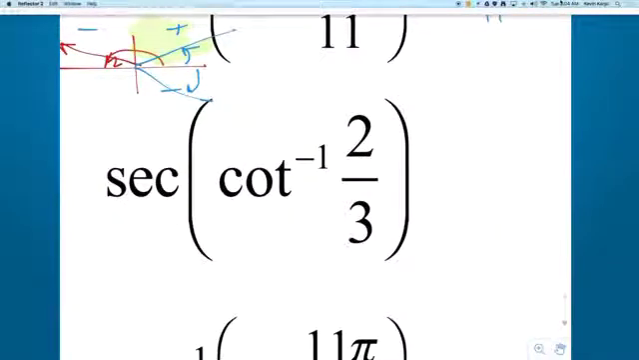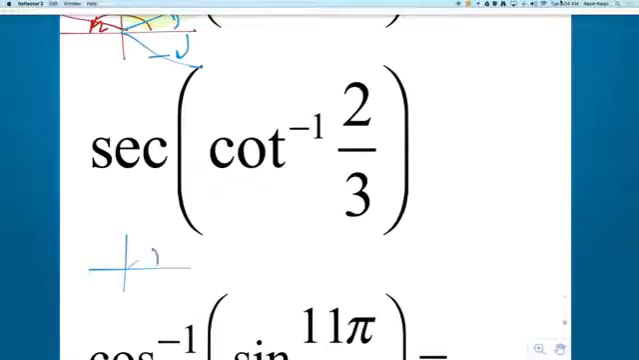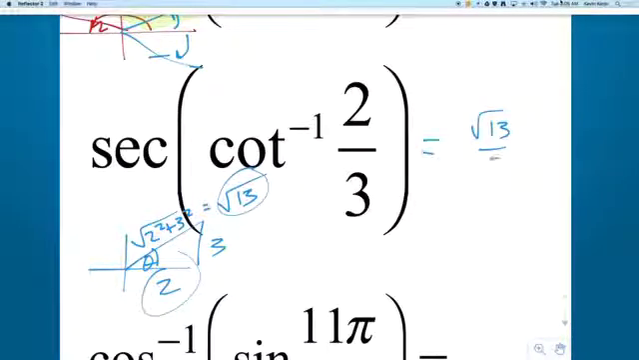Secant of inverse cotangent of 2/3. 2/3, is that a unit circle ratio? No, so we're not going to be able to find the angle. So in this case, we just draw a picture. Cotangent is x over y, so there's 2 and 3. So kind of like the first one, except we have numbers. So this would be the square root of 2 squared plus 3 squared, which is the square root of 13. Does that simplify? No. So we'll leave it at square root of 13. So now the secant ratio is what we're after. Secant is r over x, so it's the square root of 13 over 2.